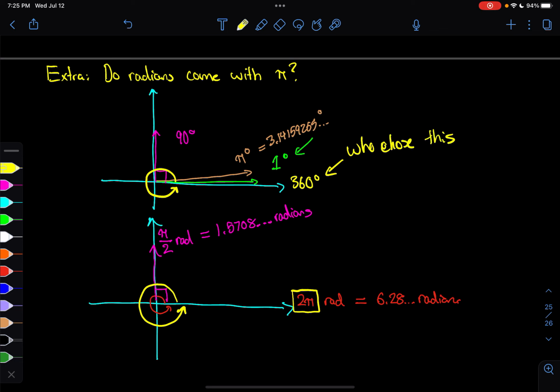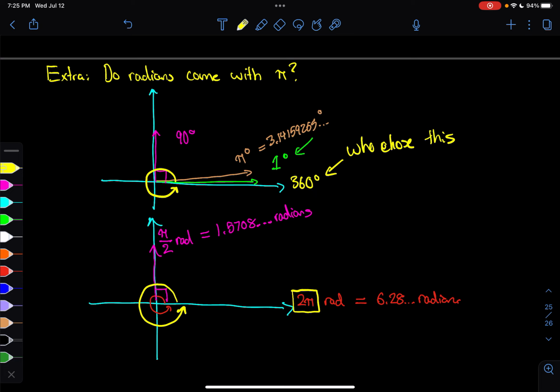What if we built the system where there weren't 360 degrees, there were 361.8429 degrees in a perfect circle? Right, then that would be our unit of measurement. Somebody had to pick 360 degrees for some reason, okay? And we just use it.